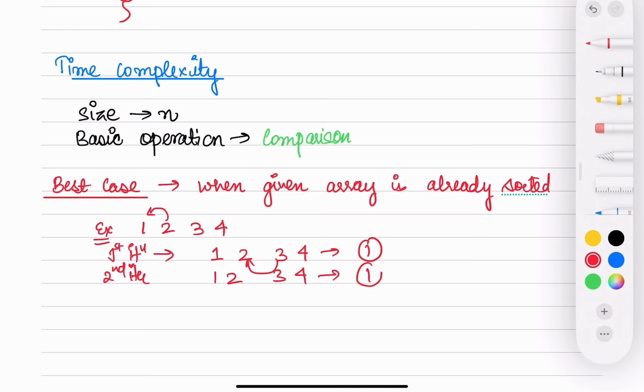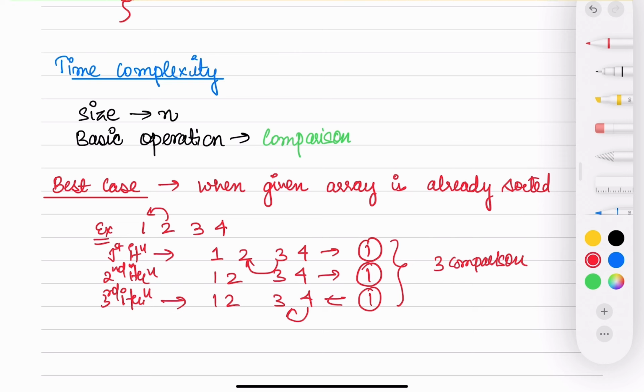Then in the third iteration, with 1, 2, 3, 4, I check 4 with 3. I see that 4 is greater than 3 and it is at the right position. So I had one more comparison. So I have three comparisons. In every iteration, how many comparisons did I have?